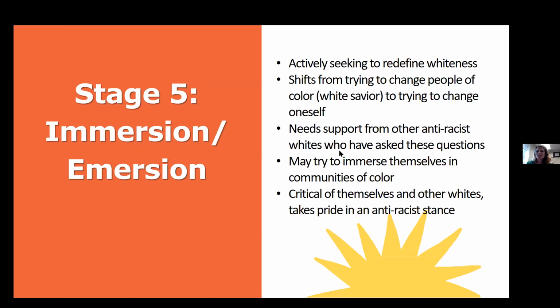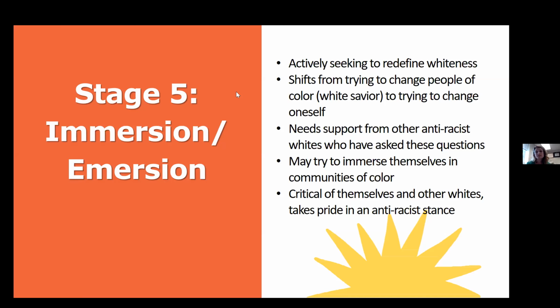So stage 5 goes beyond that, and essentially you're actively trying to redefine it, looking at yourself, very critical of yourself. These people that are in stage 5 are very vocal, bless them. I love to revisit stage 5 at least once a year, very much just really wanting to reject white norms, being really critical of yourself, really critical of other whites, really proud of your anti-racist stance, really verbal, vocal, kind of out there with it.